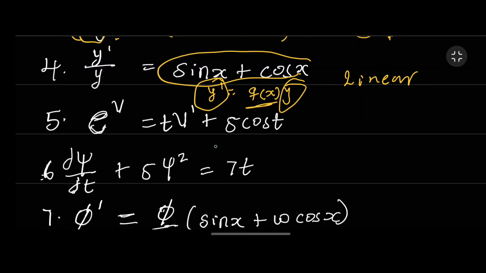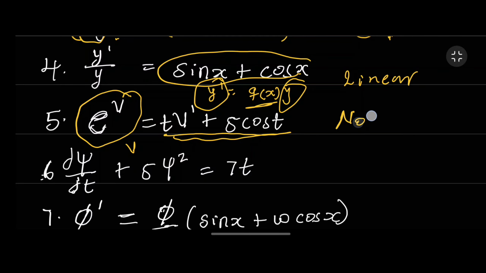Next, is this linear or not? e to the power v equal to t v to the t, v prime plus 5 cos t. This is not linear. I'm going to tell you straight away because I saw this. Whenever you see the dependent variable, which in this case is v, in a transcendental function, just conclude. All the others don't have red flags. It's only this one that is a red flag. When you see an obvious red flag, conclude straight away. When you don't, continue checking for linearity.